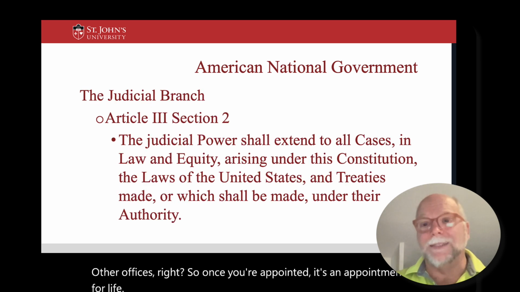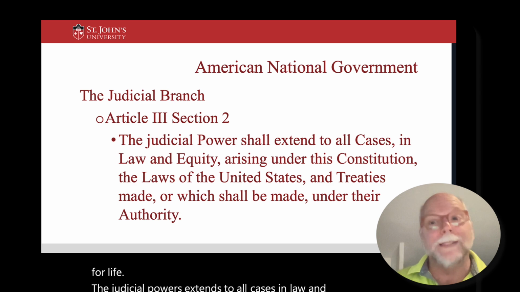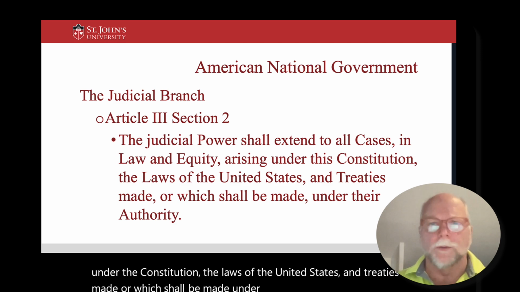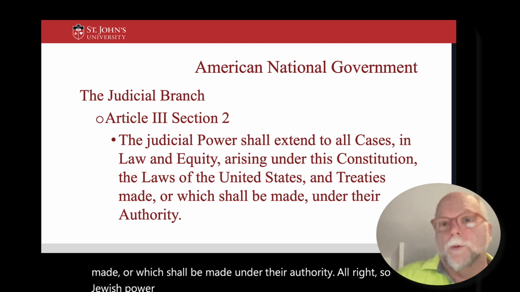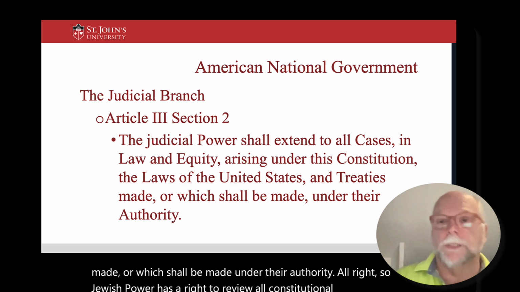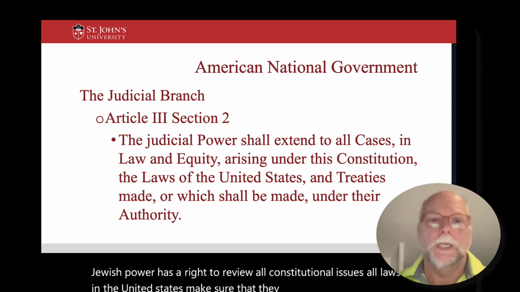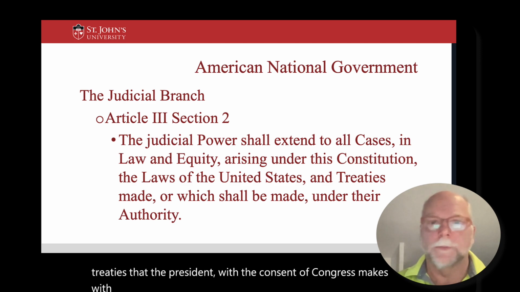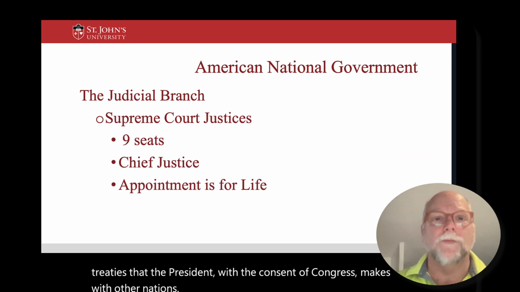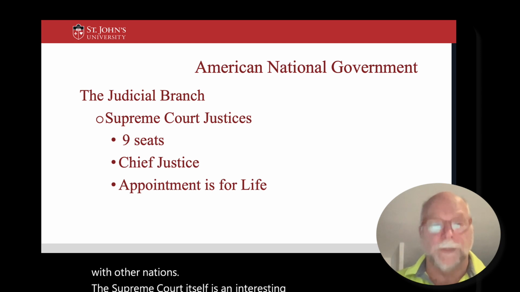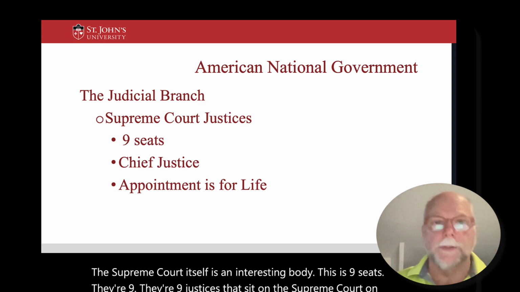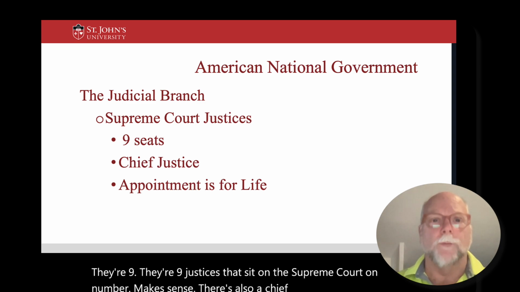The judicial power extends to all cases in law and equity arising under the Constitution, the laws of the United States, and treaties made or which shall be made under their authority. So judicial power has a right to review all constitutional issues, all laws in the United States, to make sure that they are constitutional, and treaties that the president, with the consent of Congress, makes with other nations. The Supreme Court itself is an interesting body. It's 9 seats. There are 9 justices that sit on the Supreme Court. Odd number, makes sense. There's also a Chief Justice, and like I said, they're appointed for life.